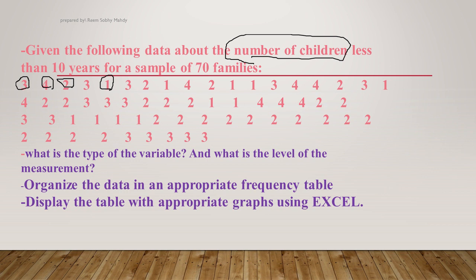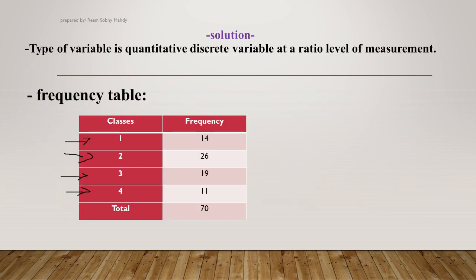After that, we have to count the frequency for each class from these data, and then write them in a frequency table as the following. Here the type of the variable is a quantitative discrete variable, and the level of measurement is a ratio level, and this is the frequency table.